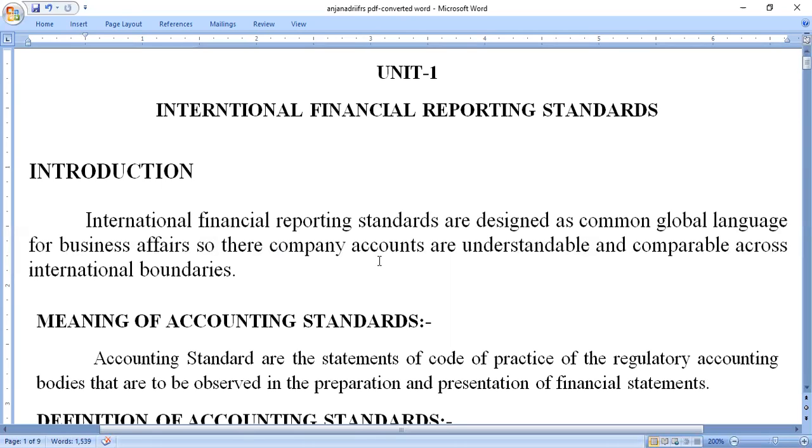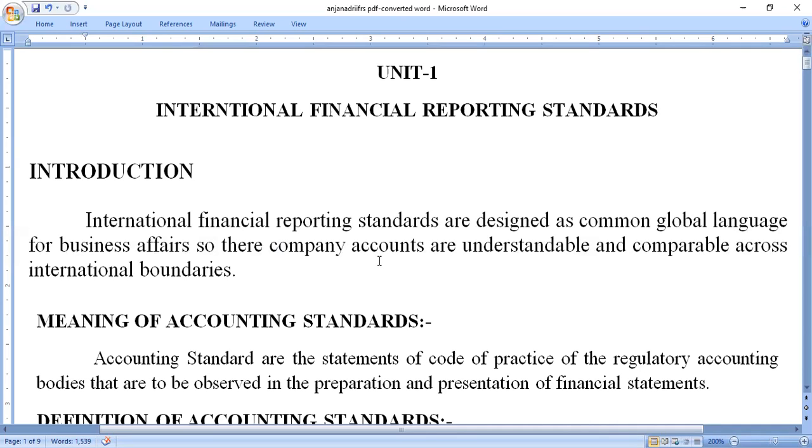You can very easily compare the balance sheet of Indian companies and the balance sheet of US companies. This facility is given by the IFRS concept, International Financial Reporting Standards.